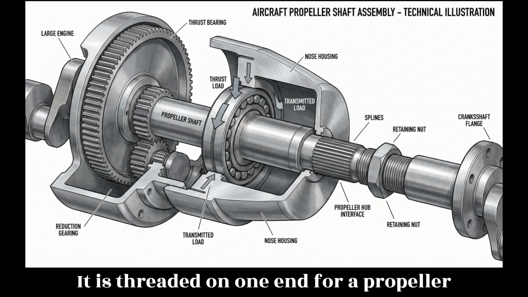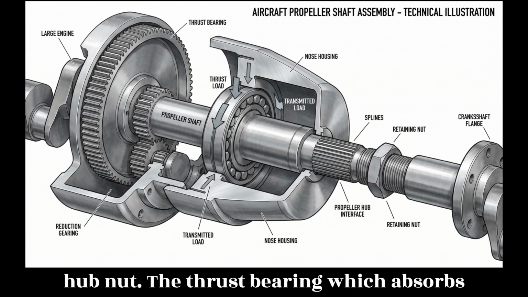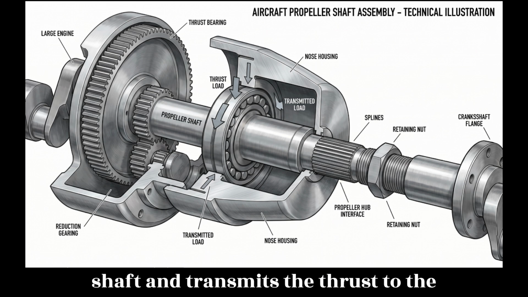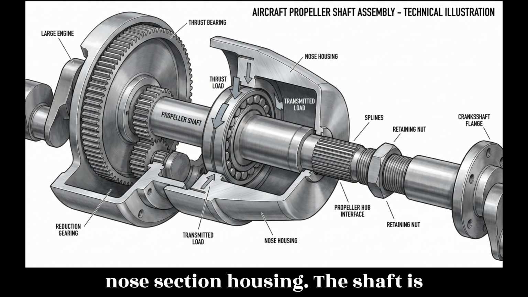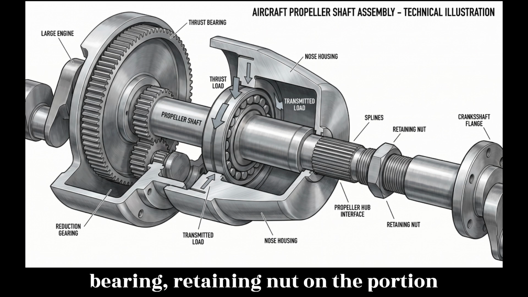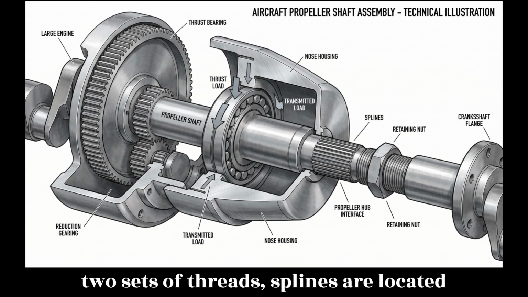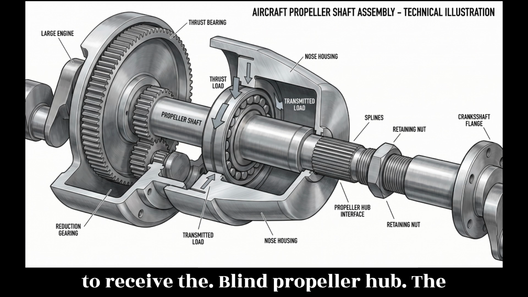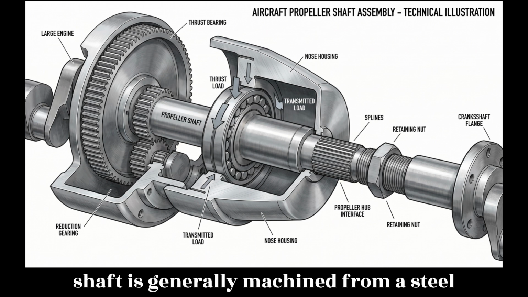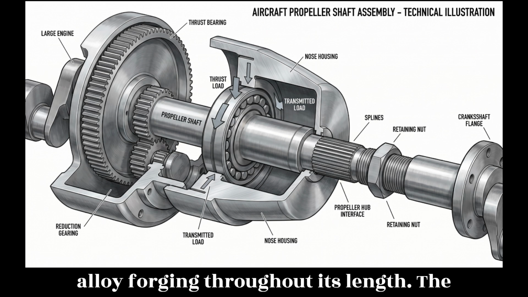It is threaded on one end for a propeller hub nut. The thrust bearing, which absorbs propeller thrust, is located around the shaft and transmits the thrust to the nose section housing. The shaft is threaded for attaching the thrust bearing retaining nut. On the portion protruding from the housing, between the two sets of threads, splines are located to receive the splined propeller hub. The shaft is generally machined from a steel alloy forging throughout its length.